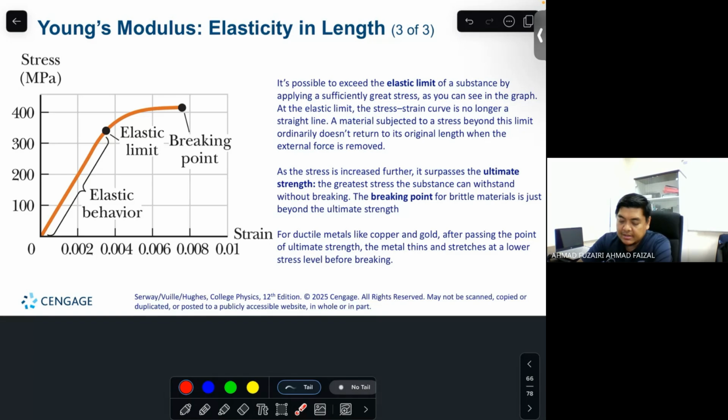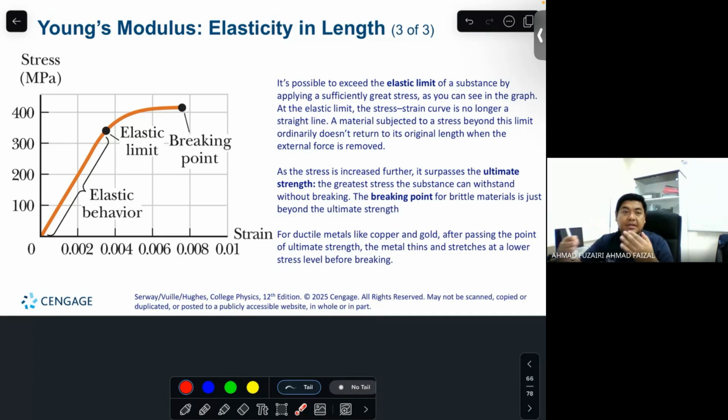Strain increases directly proportional to stress, but until it reaches the elastic limit. What will happen at the elastic limit? The stress strain curve is no longer a straight line. It doesn't go this way, but it goes a little bit flat. A material subjected to a stress beyond this limit ordinarily doesn't return to its original length when the external force is removed.